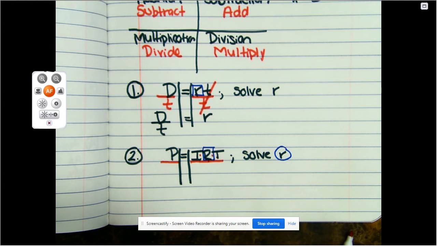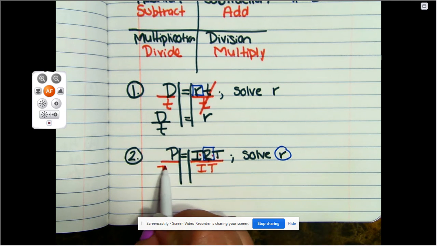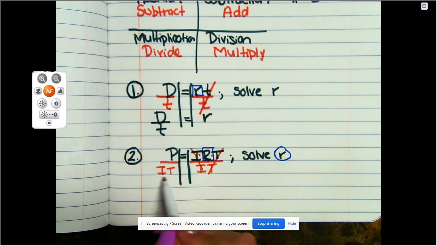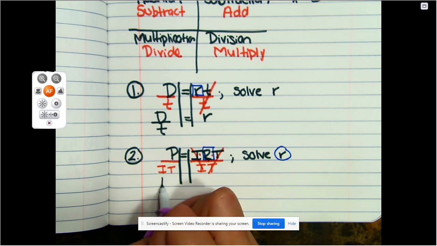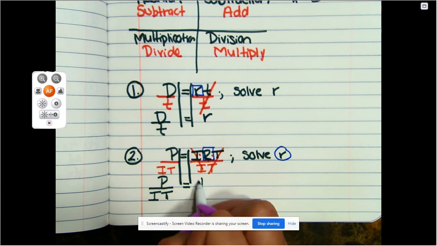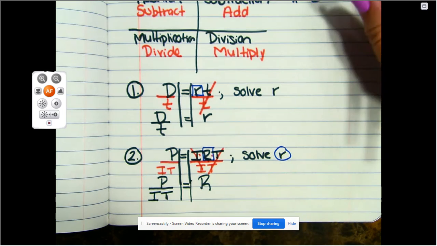Let me start putting a box around R, the variable that we want to isolate. We're going to leave R there, and the operation that's holding the I and the T there is multiplying. So the opposite of that is dividing. We're going to divide by I and T, and they cancel on this side. There are no like terms on this side, so all you do is rewrite P divided by I T, and that is equal to R. You have solved your literal equation. You are done with that one.